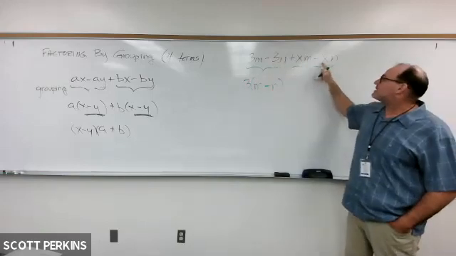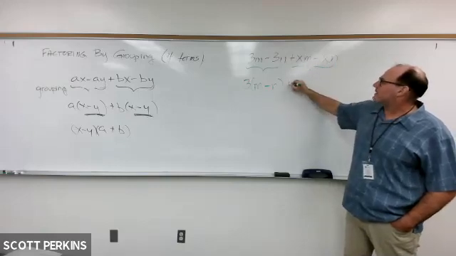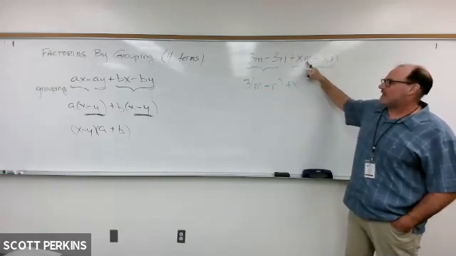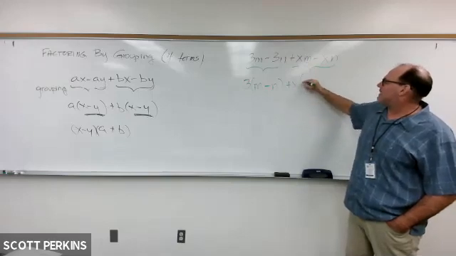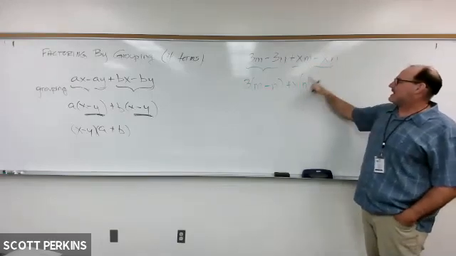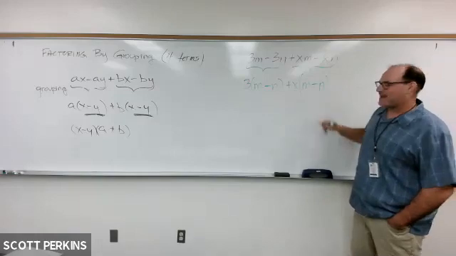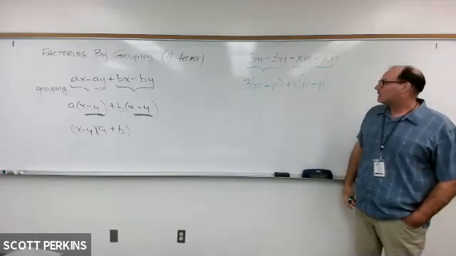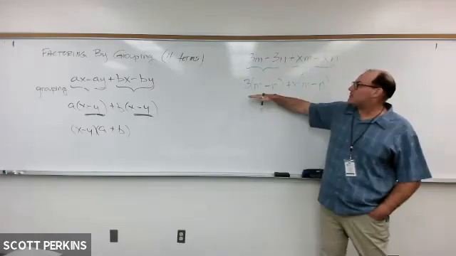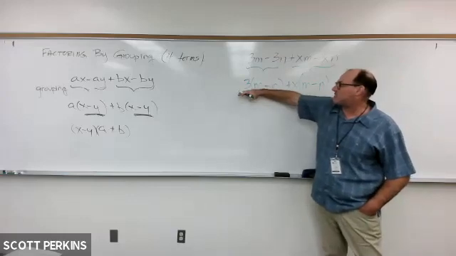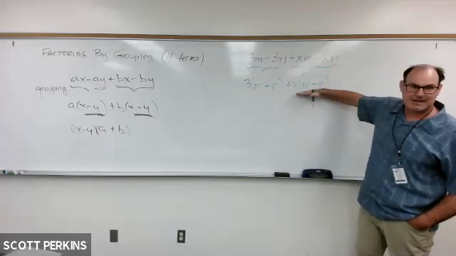What's in common to the last pair of terms? X. So xm, take out the x, I'm left with m. xn, take out the x, I'm left with n. Now I've taken my thing with four terms, it's become something with two terms. Here's my first term, plus, here's my second term.